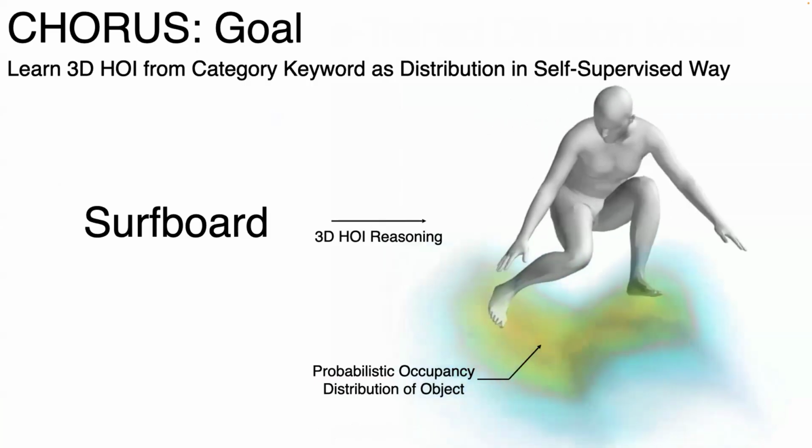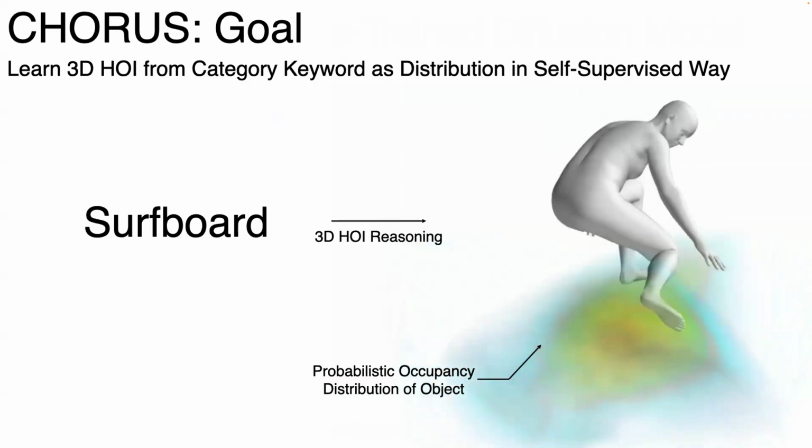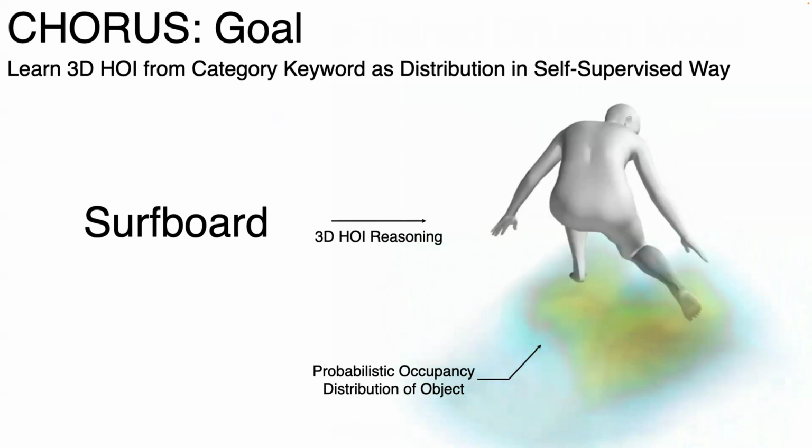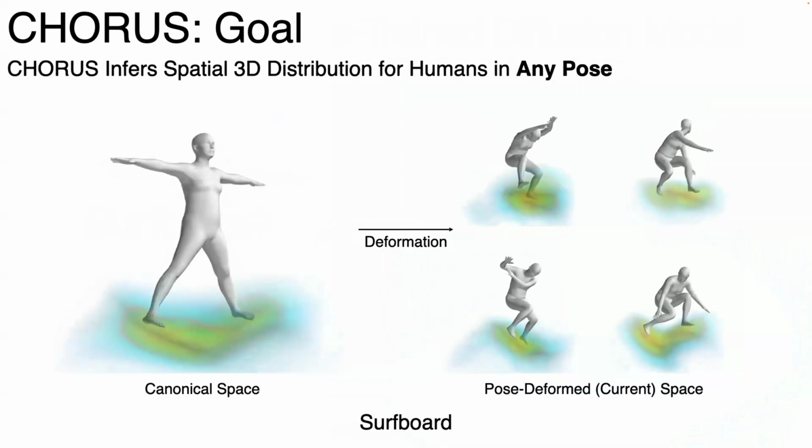So the goal of our paper, and this paper's name is CHORUS, is to infer or model this kind of 3D spatial relationship between human and object by just giving a keyword of the target object alone. So this is another example here.